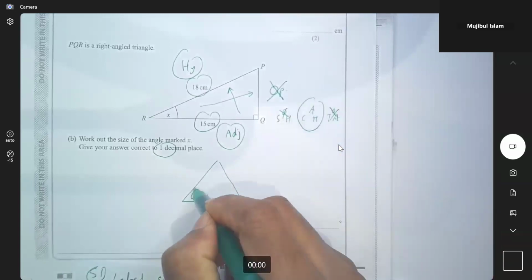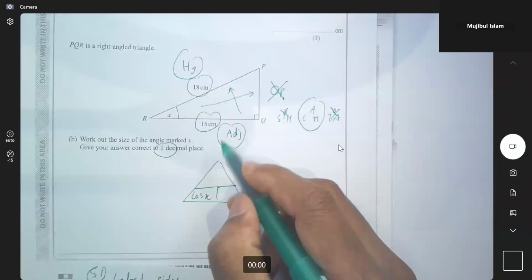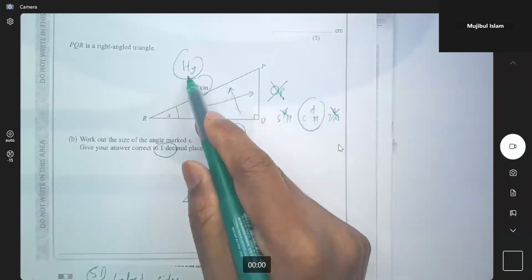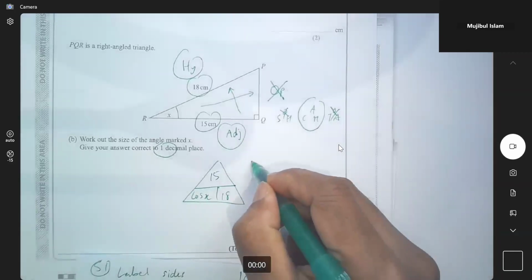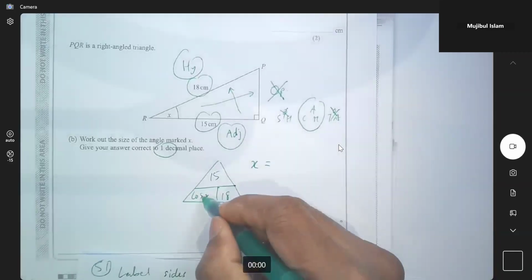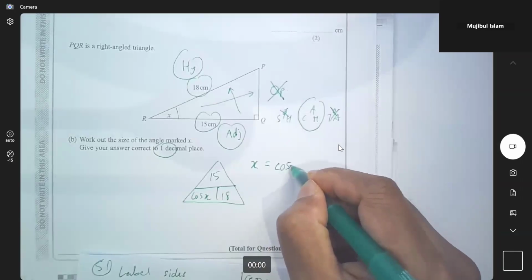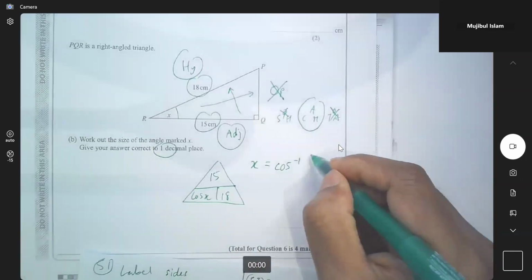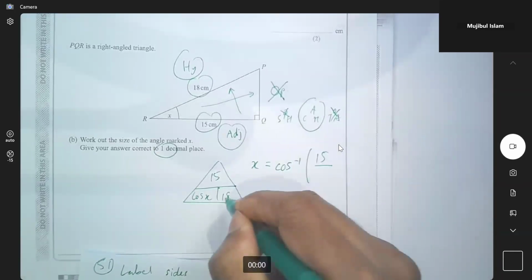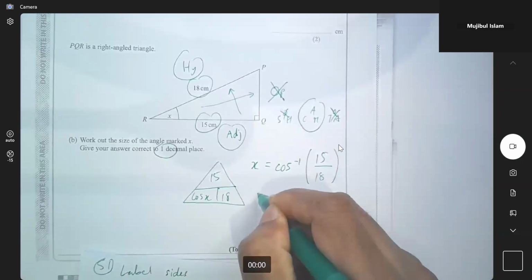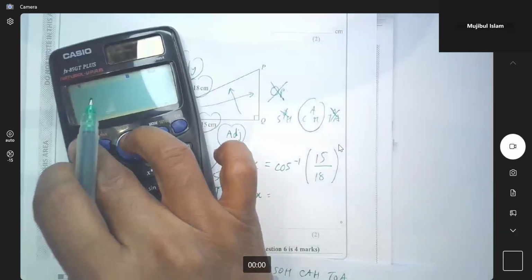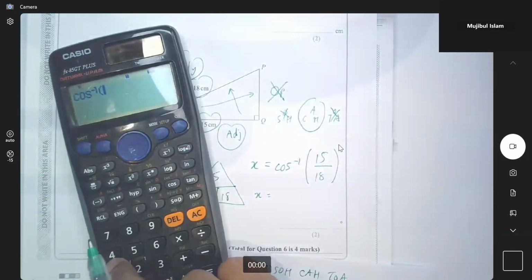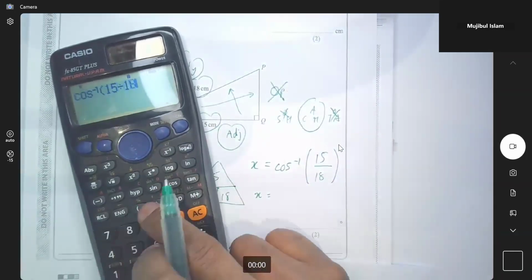Cos x equals adjacent over hypotenuse, adjacent is 15, hypotenuse is 18. Now when we work out an angle, x equals the inverse, cos minus 1, and then we do 15 divided by 18. That is where you may have gone wrong. So let's put that into the calculator. Cos minus 1, 15 divided by 18.